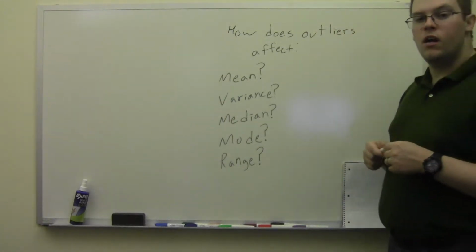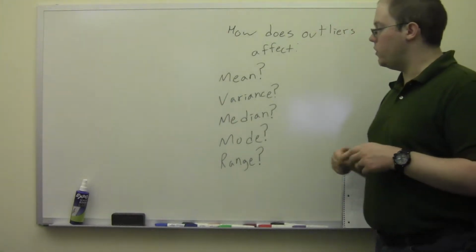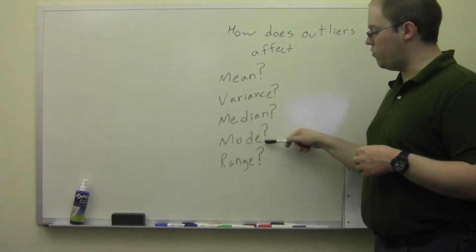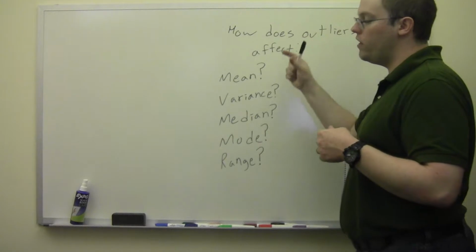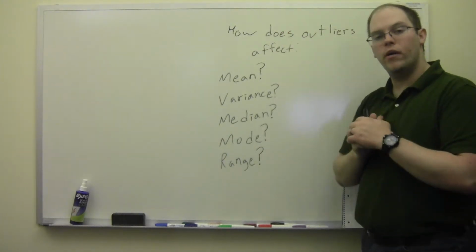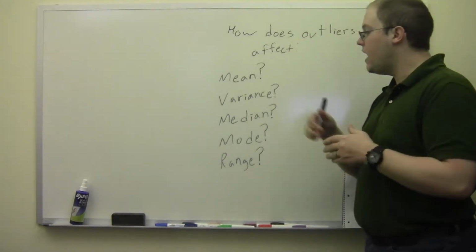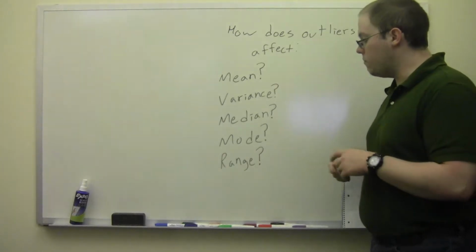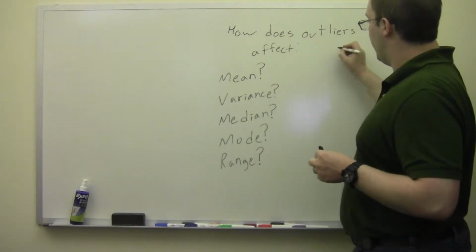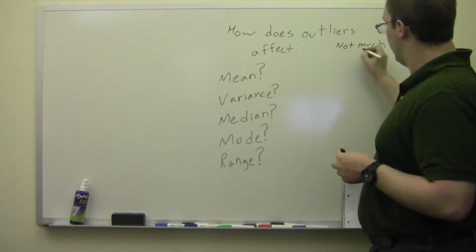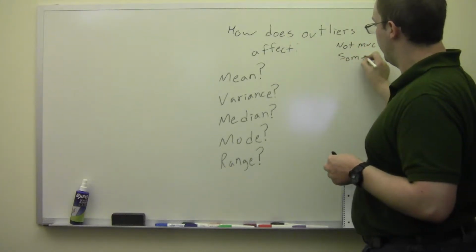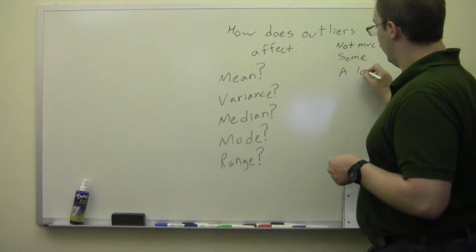So take a minute, go back in your notes and review the formulas for what each of these were, to think about how these outliers, these points that are really far beyond where the rest of the data tend to lie, are going to affect these measures on a scale from not much, to some, to a lot.